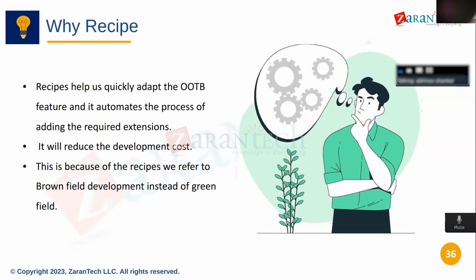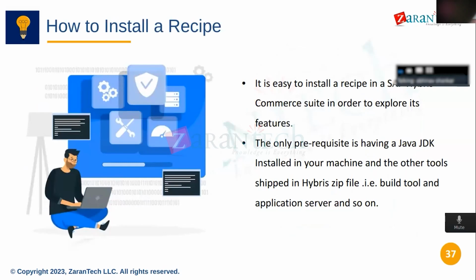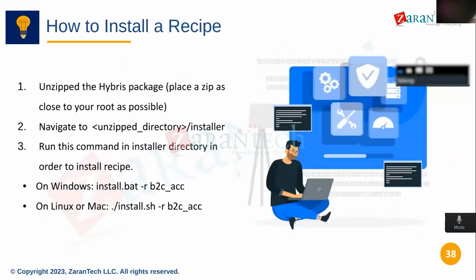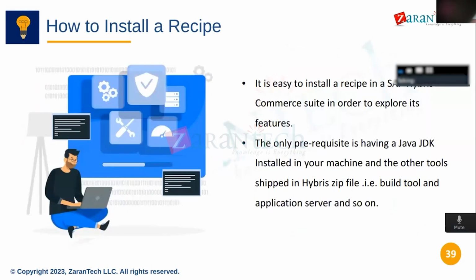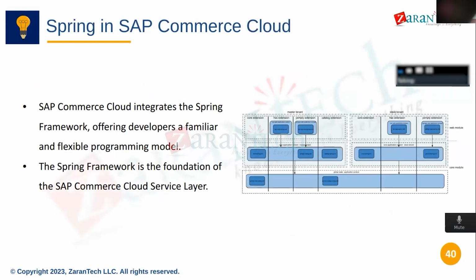Okay. This is how we install the recipes in Hybris. Here it's theoretical, but there we have seen the practical also. If it is B2B, it will be b2b_acc; B2C, correct. This is the Spring framework, which I'm going to explain when we do the practical.